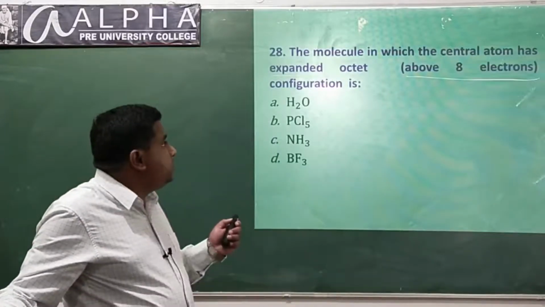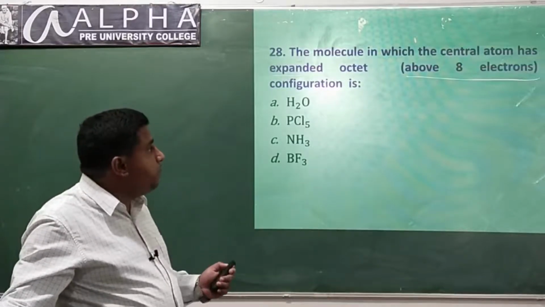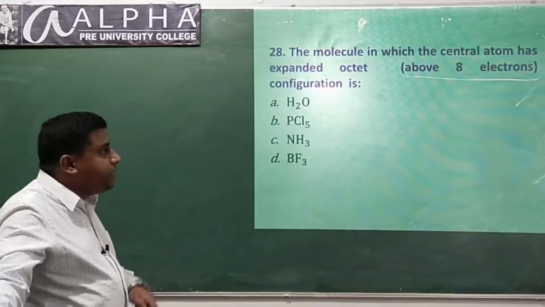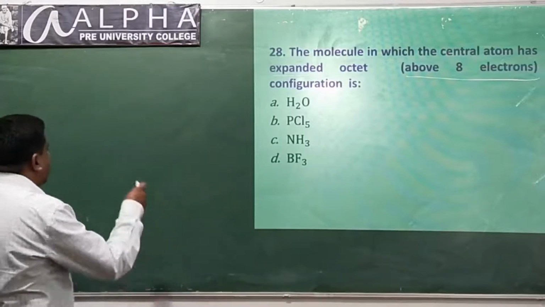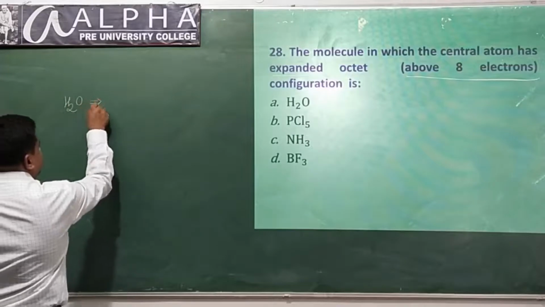So students, the molecule in which the central atom has expanded octet, that means above 8 electrons. So I'll consider water. See, we know the structure of water.